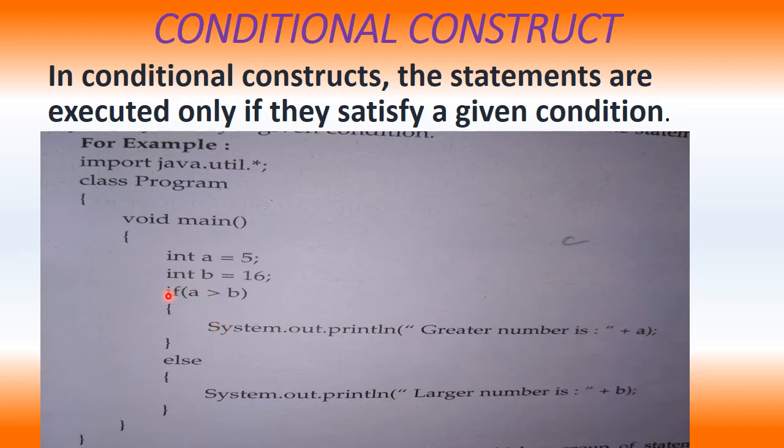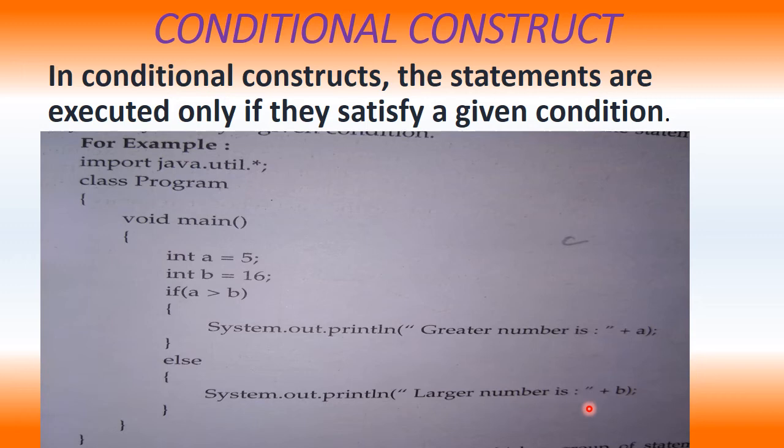Because a is not greater than b, it will not execute this statement. Which statement? System.out.println, meaning it will not print "greater number is a". It will jump to the else part, because a is not greater than b and the condition is false. So within the condition that was given, it will not execute the statements of that block. It will move to the else part, and it will execute it if the condition is false.